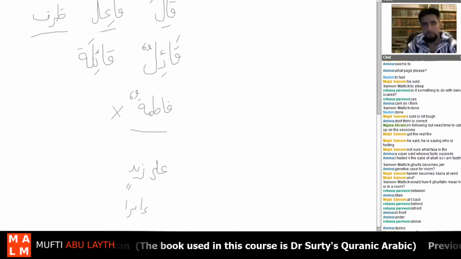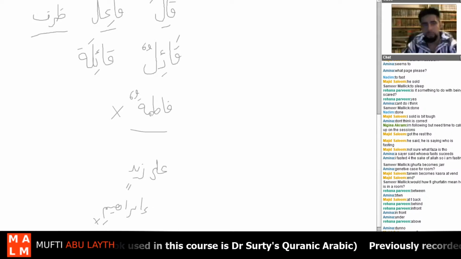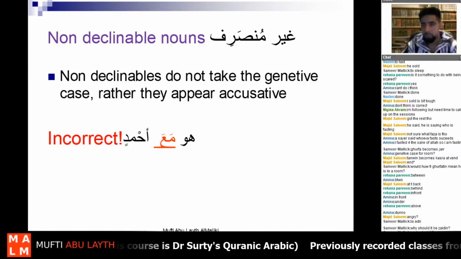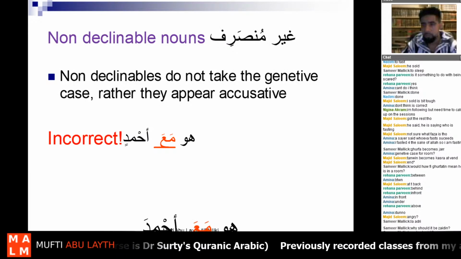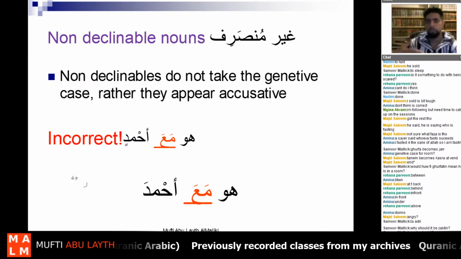Absolutely, because Rajulun, as an example, a man; a book, Kitabun; Zaydun; Muhammadun. All names, all nouns will end with un. That was our default rule.